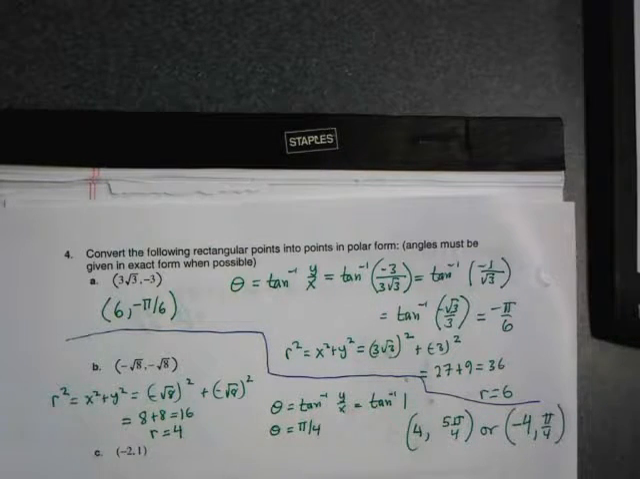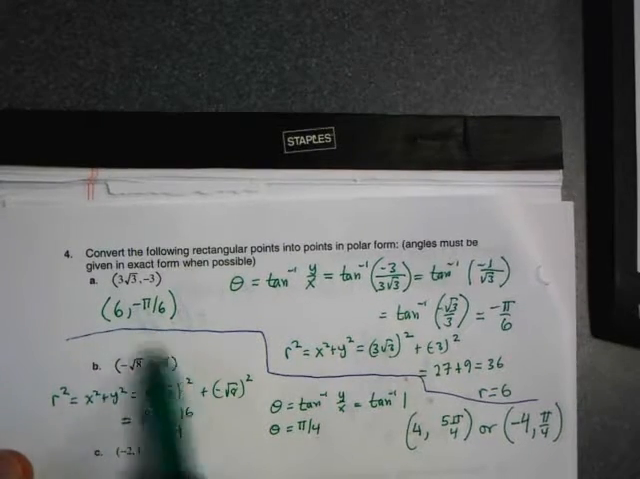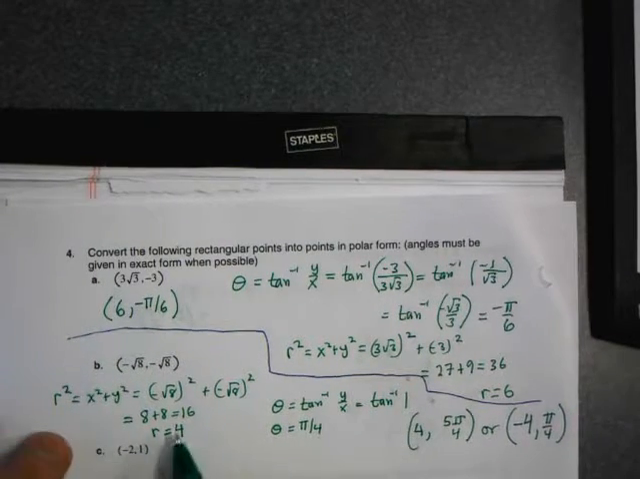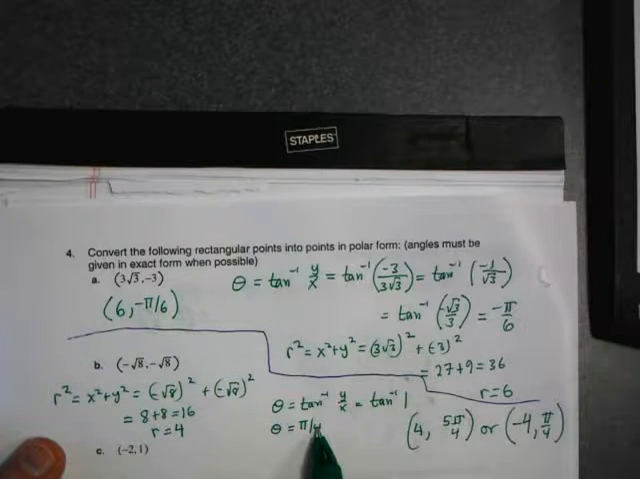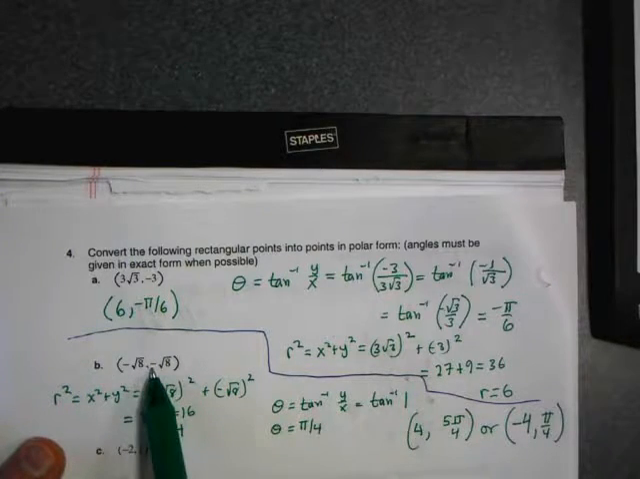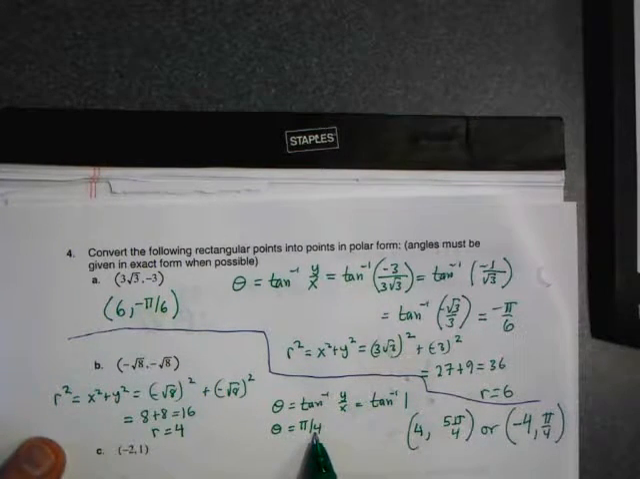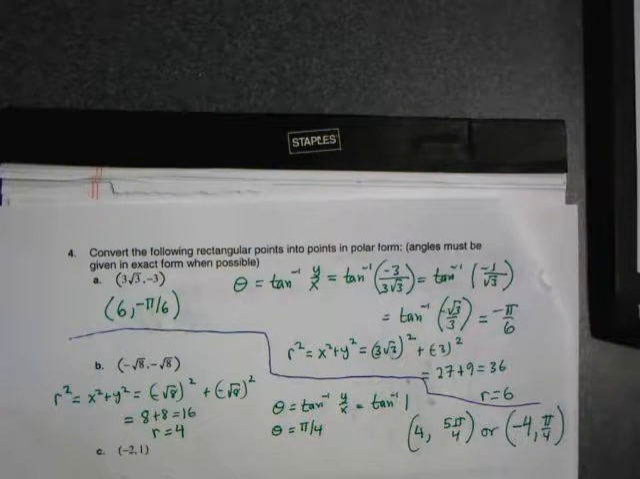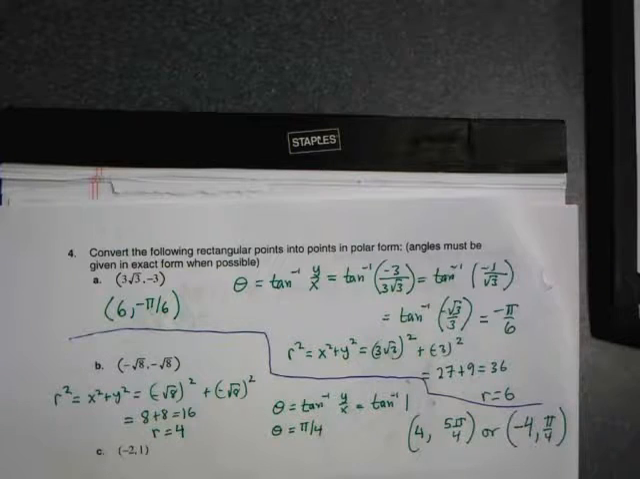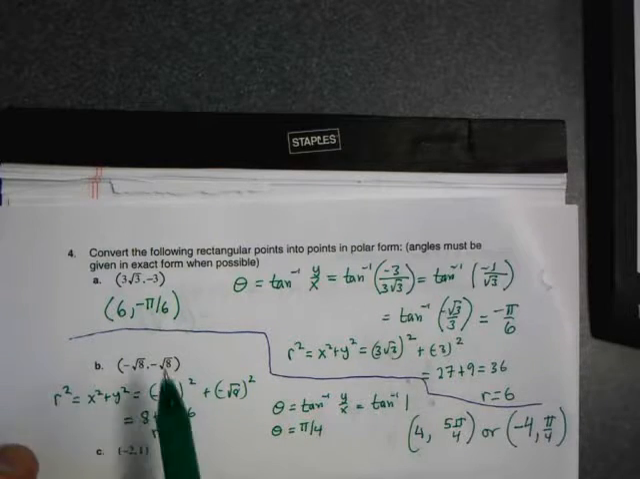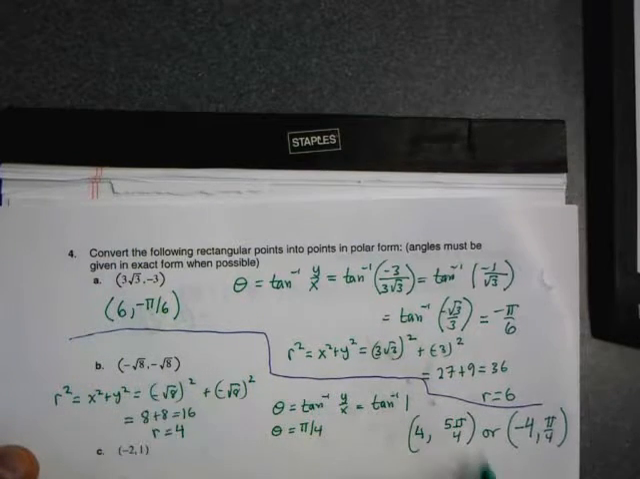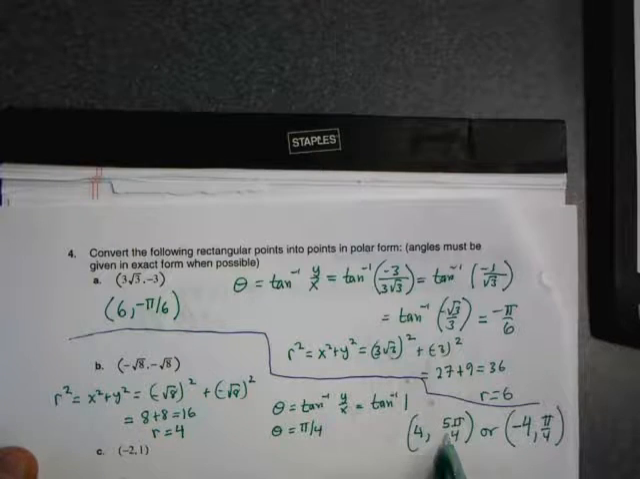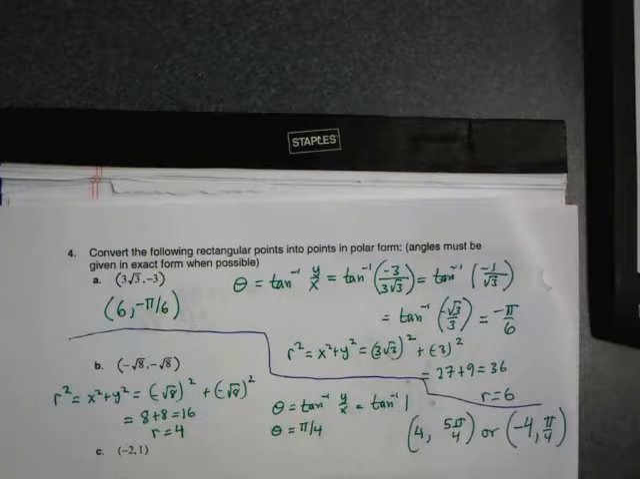And I'll see this all the time. I'll give this problem on a test, and people will give me the answer 4, comma, pi over 4. They'll forget that this point started in quadrant number 3. You've got to give me the answer in quadrant number 3. So this point is in quadrant 3, so this answer has to be in quadrant 3. You can't give me a different quadrant. That would be a different point.